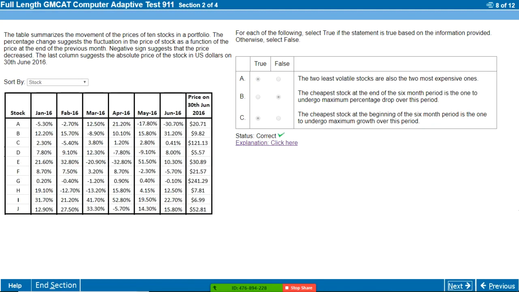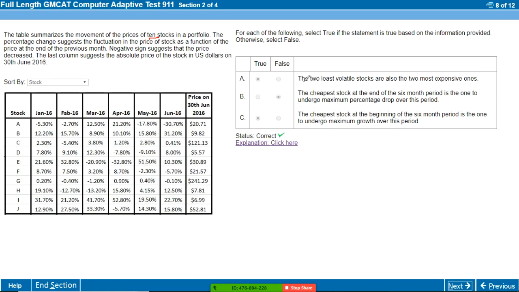Let's take a look at this table problem of IR. Basically, this is giving us the movement of prices of 10 stocks in a portfolio. So these are the stocks named A to J, based on which the month-wise fluctuations are given to us, and there are also negative and positive fluctuations. And there are these three statements which we need to find whether they are true or false. So let's go analyze.